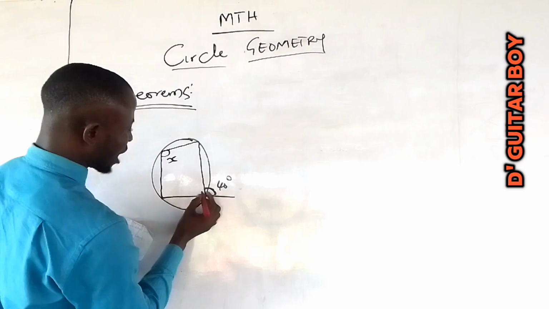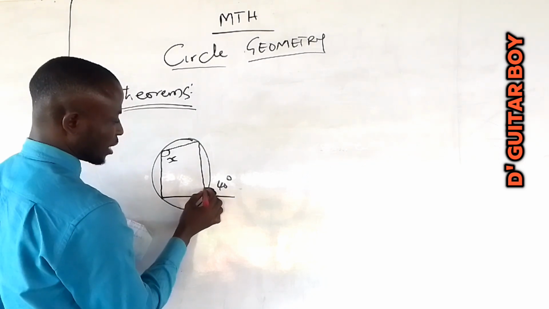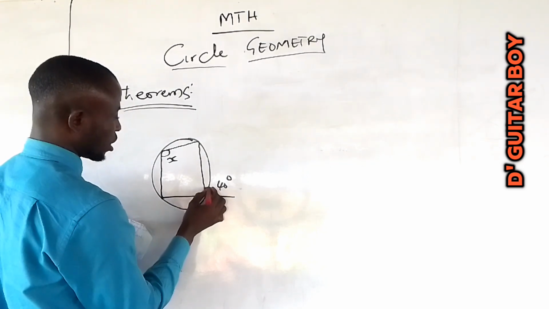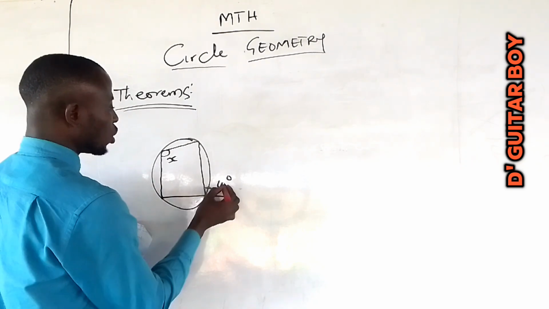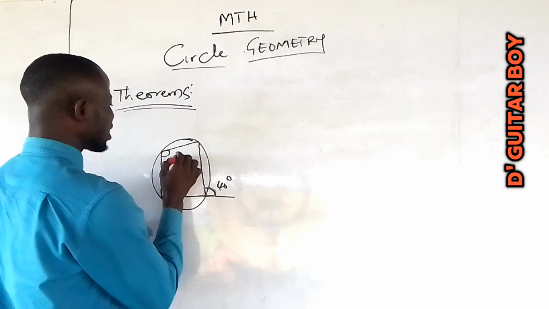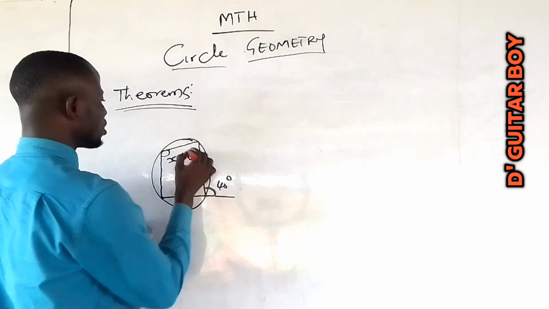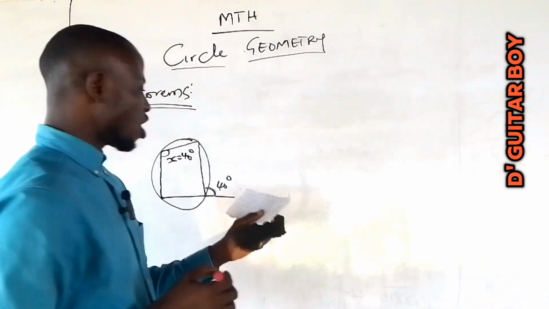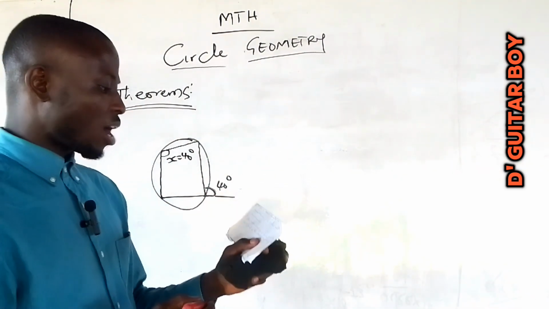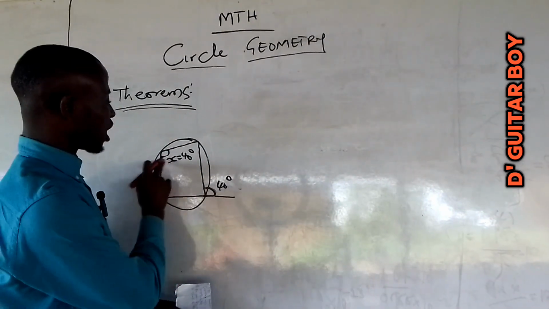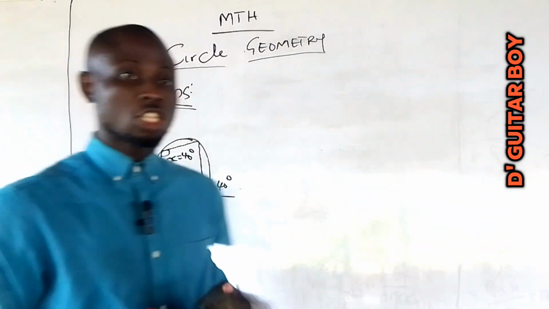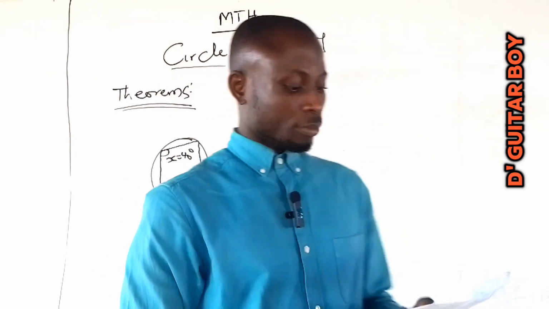Look at where I drew my sign from. I drew it from here to here, not from here. So if I tell you that this place is 40 degrees, automatically you know that this place is 40 degrees. That's what this theorem is saying: the exterior angle of a cyclic quadrilateral is equal to the interior opposite angle. This is the interior opposite angle.